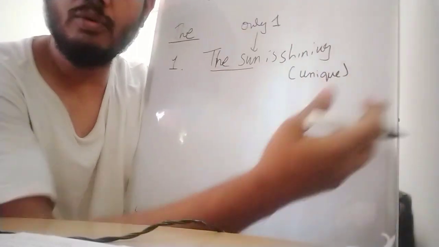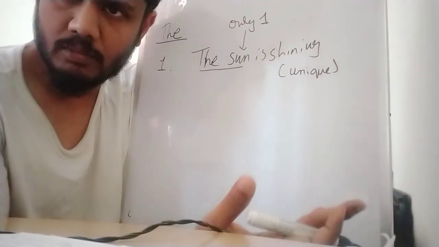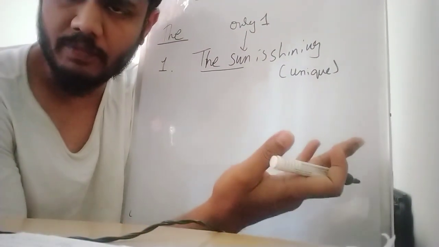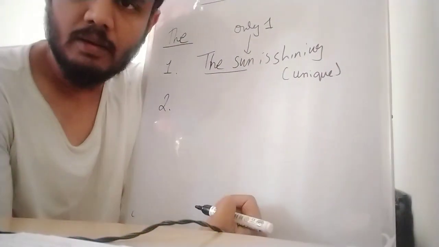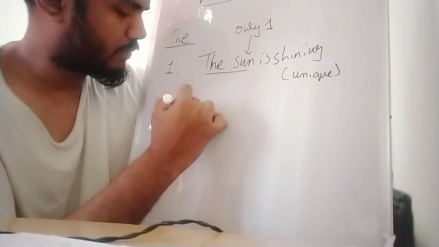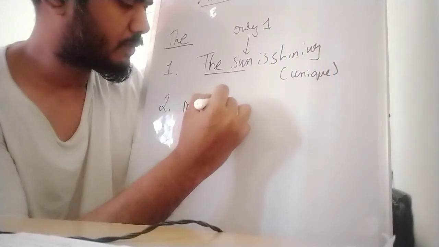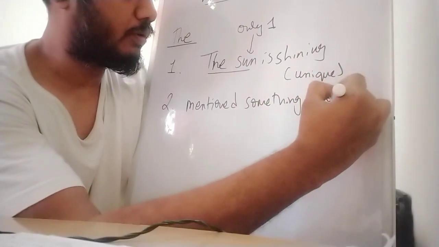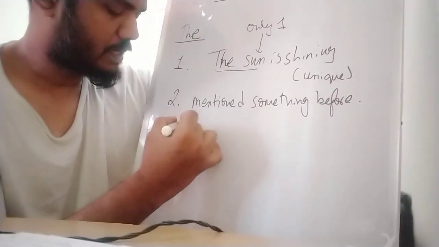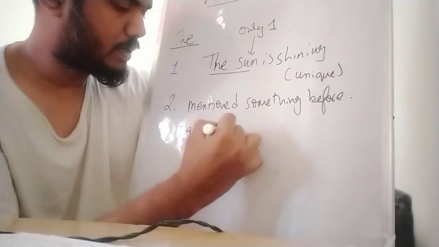Something is unique. You know that both of you would know what that is because there's only one of it, right? That's the simplest. The second one is when you've mentioned something before, right?